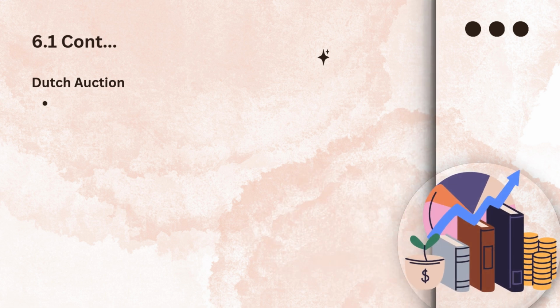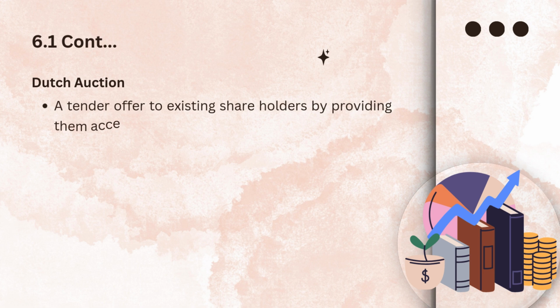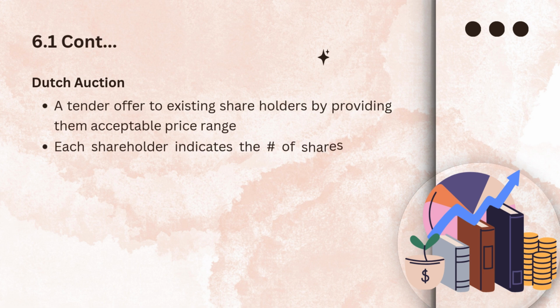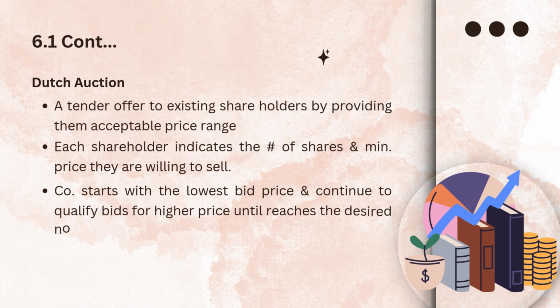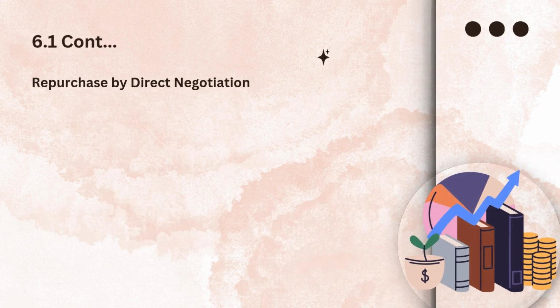Dutch auction. A tender offer to existing shareholders by providing them an acceptable price range. Each shareholder indicates the number of shares and the minimum price they are willing to sell at. The company starts with the lowest bid price and continues to qualify bids at higher prices until it reaches the desired number of shares. Repurchase by direct negotiation.